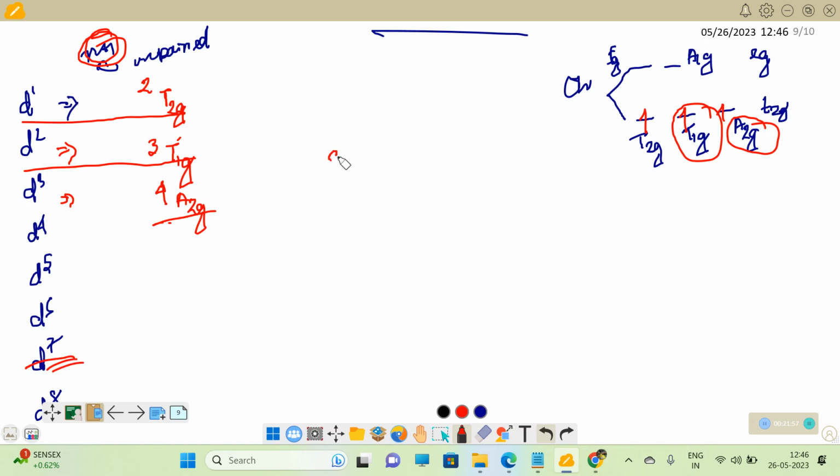Let's do something different. For D7, you have to see where the last electron is filling. This is D5, this is D6, and this is D7. The last electron is coming to the T1G orbital. So we'll take the T1G orbital, and the number of unpaired electrons is 3. So n plus 1 equal to 4.